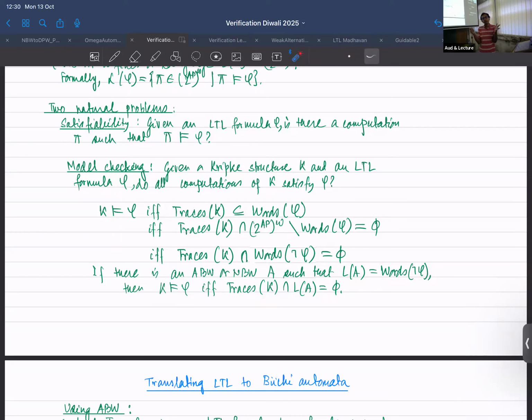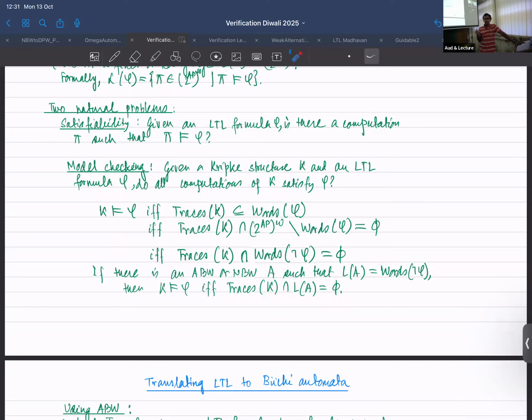intersect the language of A to give the empty set. The Kripke structure is like a model, you can almost think of this as an automaton model, but instead of labels on the transitions, you have labels on the states. So the traces of the model, intersection the language of the automaton corresponding to the complement formula, the negation of that formula, should be empty.